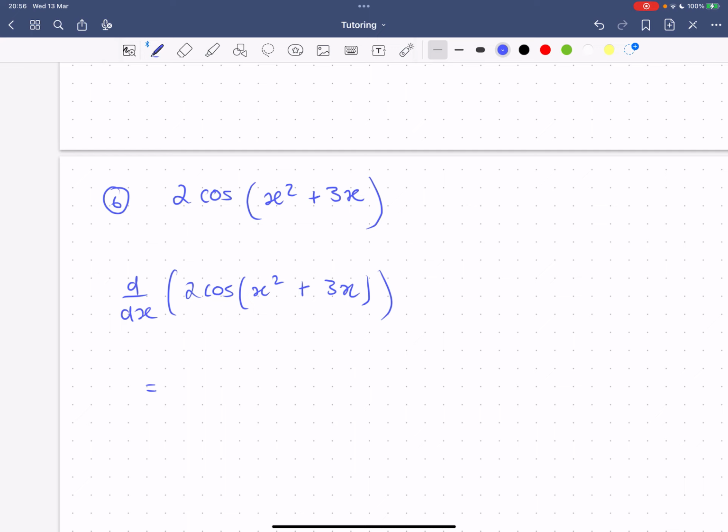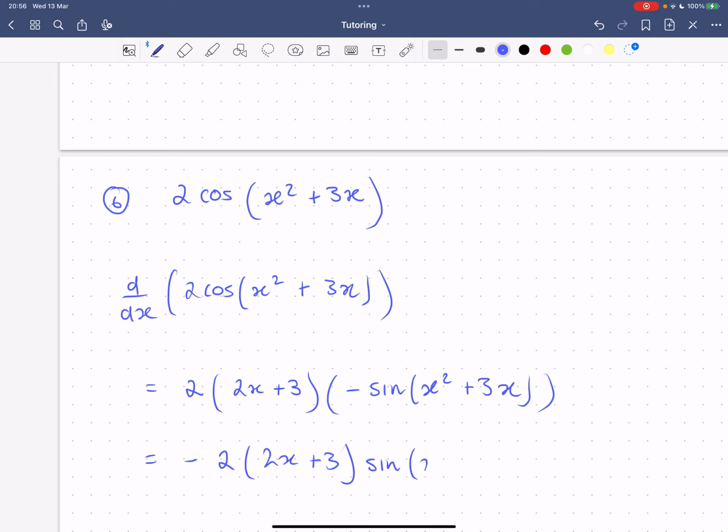Well, again, we're going to leave the 2 for a second, multiply it by the differentiation of the brackets, and cos, the differentiation of cos is minus sine. Bring out the minus: minus 2 times 2x plus 3 times sine of x squared plus 3x.